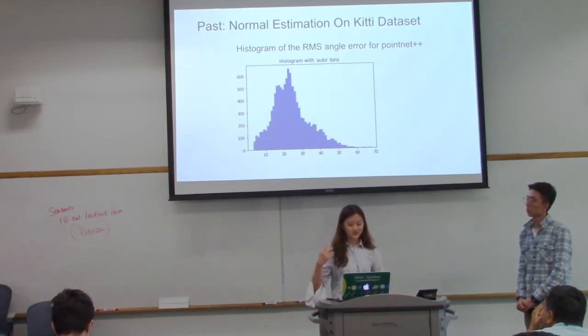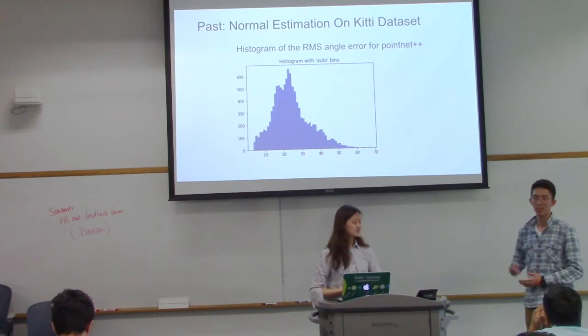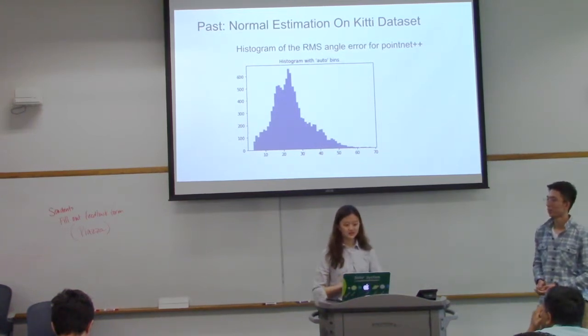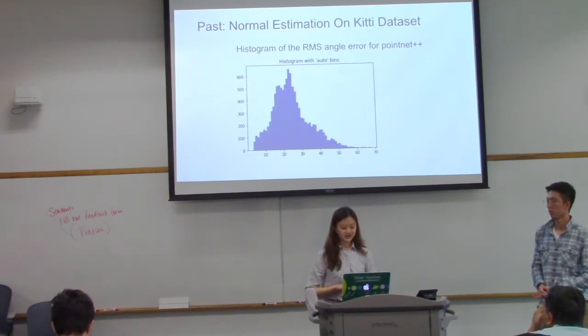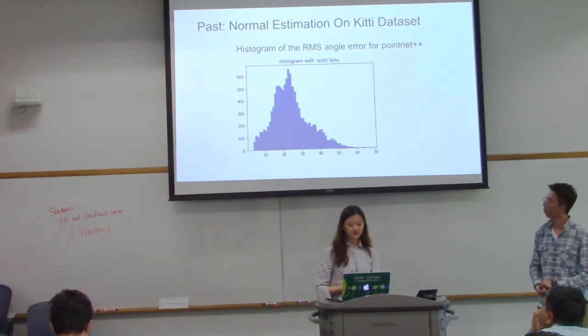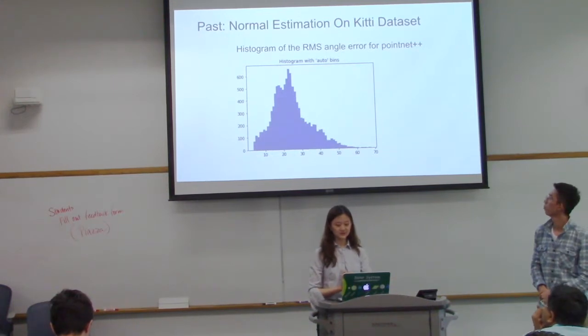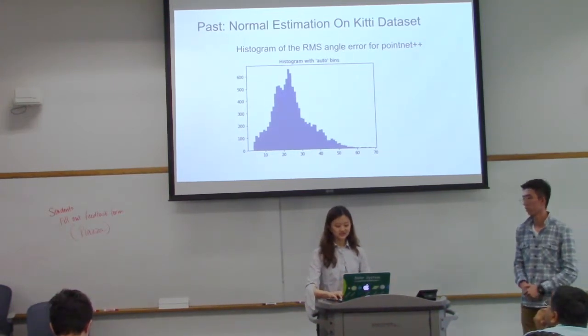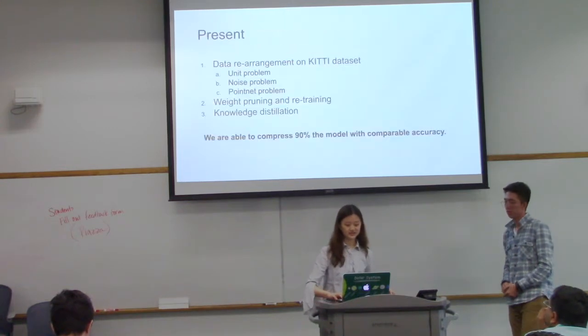We will show more visualization results. When plotted out, the results seem pretty good. Since there is a lot of noise like bushes or buildings in the point cloud, but in general on walls or roads, the results are pretty good. And here's the histogram of the RMS angle error. You can see that most of the errors are around 20, about 15 to 30. And we will show more visualization results later.